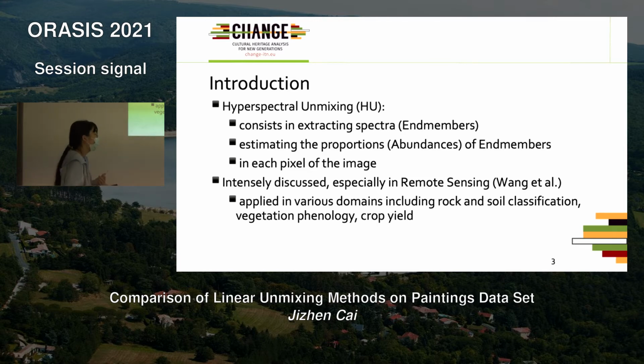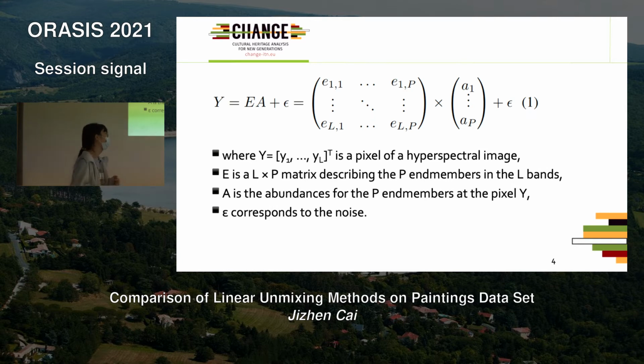Even though in the past few decades, especially in the field of remote sensing, hyperspectral unmixing and endmember extraction methods have been applied in various fields, including rock and soil classification, vegetation detection, crop yield, the relevant application in cultural heritage, especially when we talk about paintings, is relatively few.